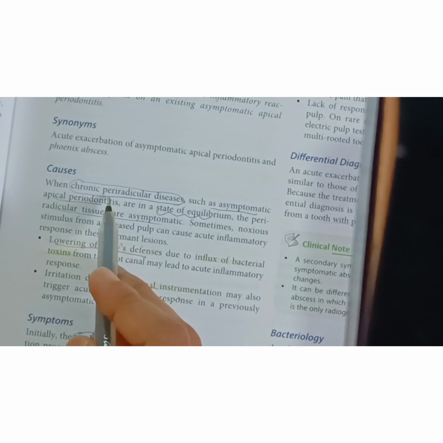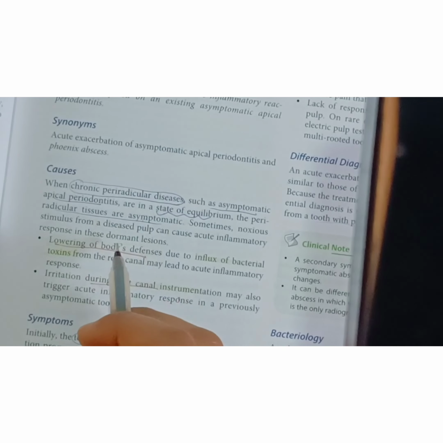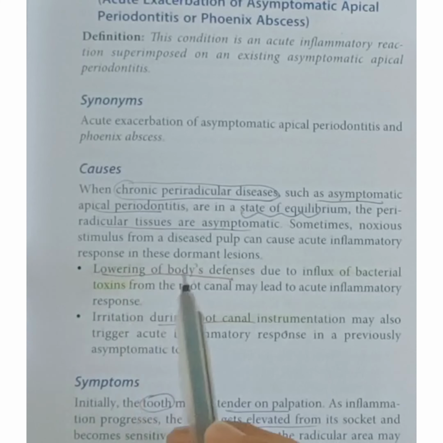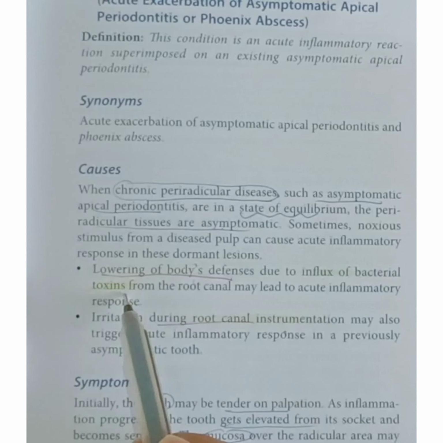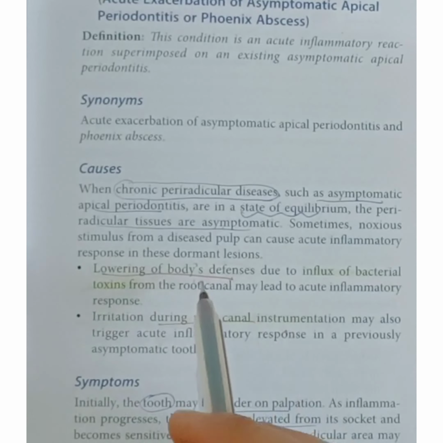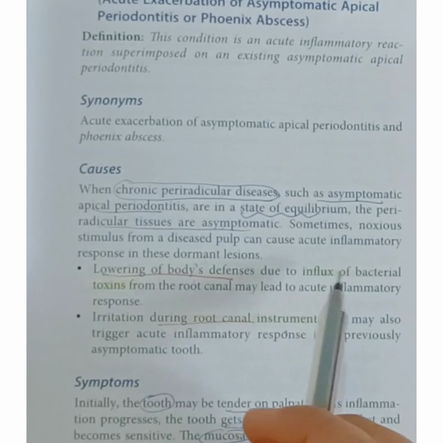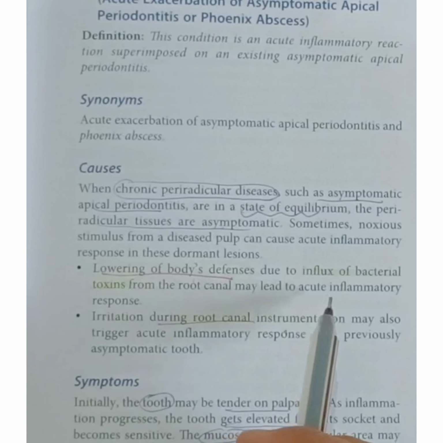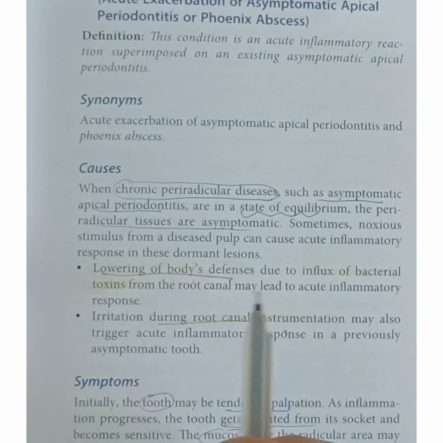We already saw these chronic periradicular diseases are in a state of equilibrium, are asymptomatic, and are in a dormant state, that is inactive. So anything which disturbs the equilibrium will lead to the development of phoenix abscess. So what disturbs this equilibrium? First one is the lowering of body's defense due to influx of bacterial toxins from root canal, which may lead to acute inflammatory response. So there was a state of equilibrium. Now because of the influx of the bacterial toxins, there is the lowering of body's defense, and therefore it leads to the acute inflammatory response in a chronic lesion.